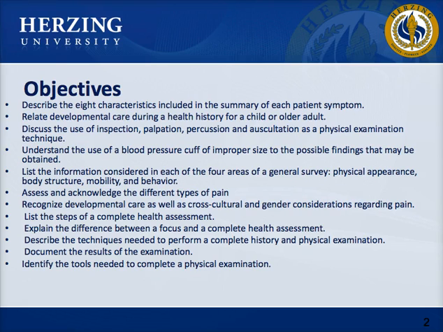List the information considered in each of the 4 areas of a general survey, which include physical appearance, body structure, mobility, and behavior. Assess and acknowledge the different types of pain. Recognize developmental care as well as cross-cultural and gender considerations regarding pain. List the steps of a complete health assessment.